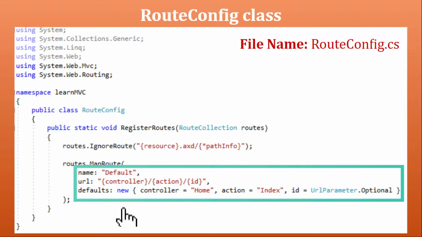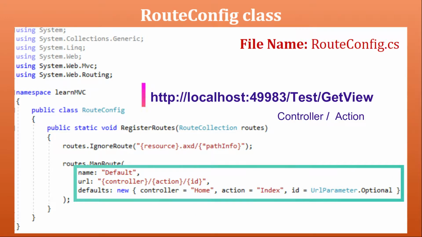Here, the first piece is the controller name. The second piece is the action name. And the third piece is an ID parameter. Here, you can add your own route entries.